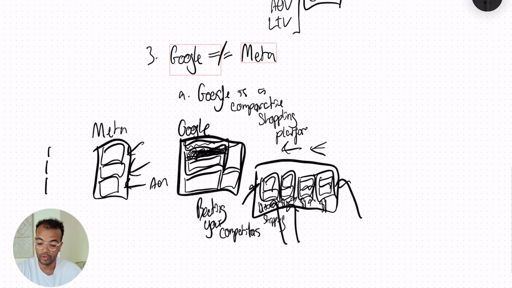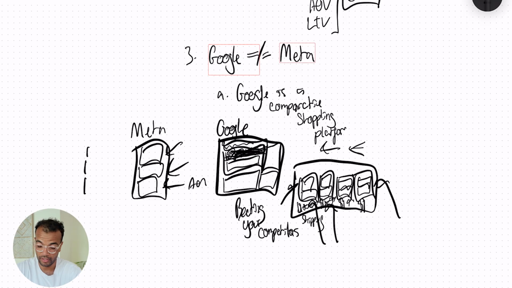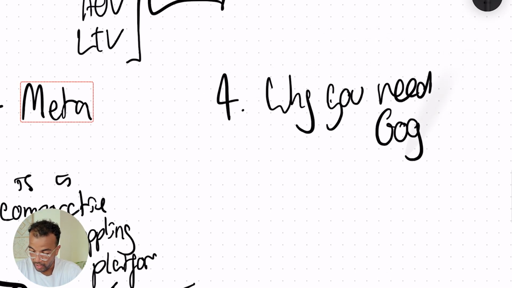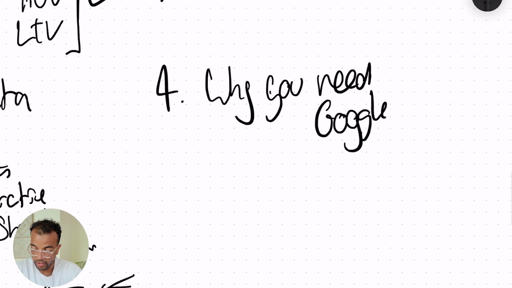So those are the main differences between Google and Meta. They're massively different in terms of the basics of it. Real quickly, the fourth point is why you even need Google in the first place. Because you might be thinking, okay, well, I can just always advertise on Meta and not need Google at all.